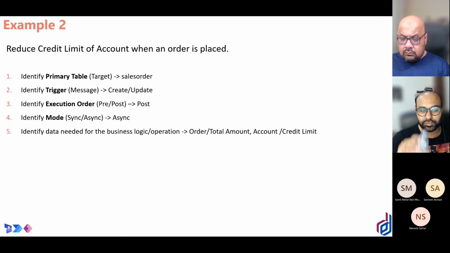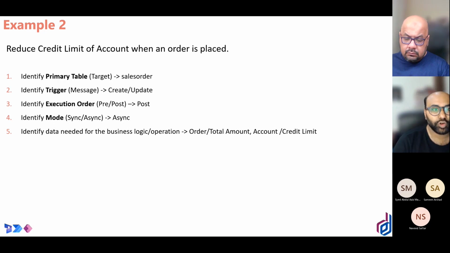Another example, excuse me. Let's say we have a field called credit limit on the account. Once we create an account, the account management team adds, let's say, $100,000 as the credit limit of this account. Okay, so in this case, as soon as a sales order is created, we need to get the total amount from the sales order and reduce the credit limit. So for this scenario, my primary table will be sales order.